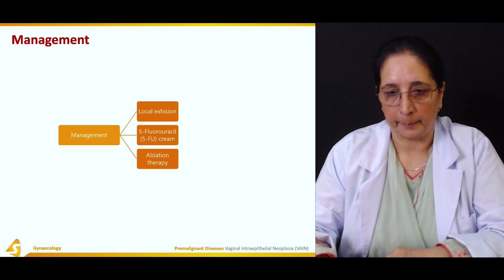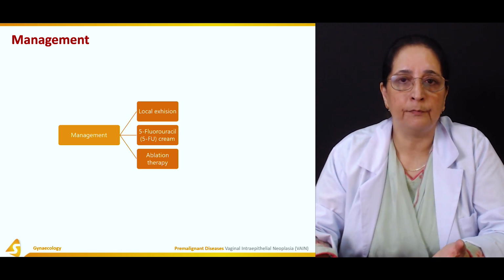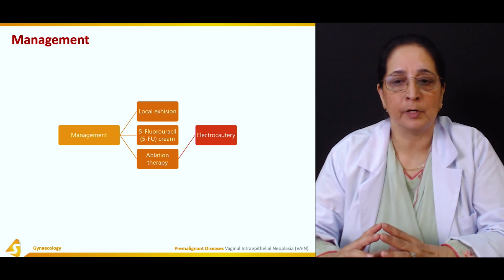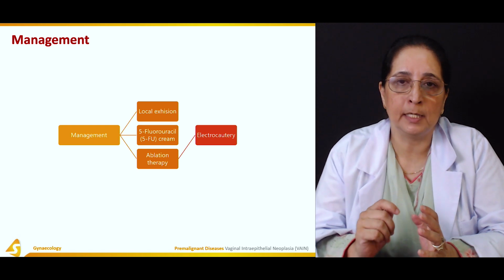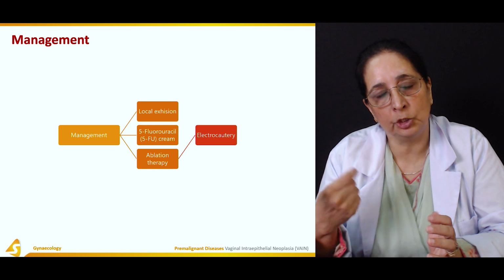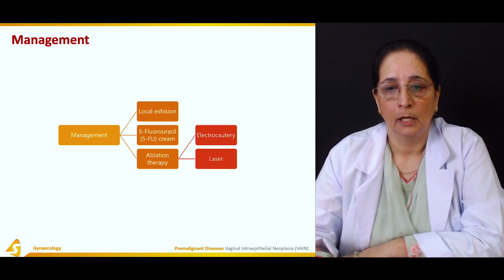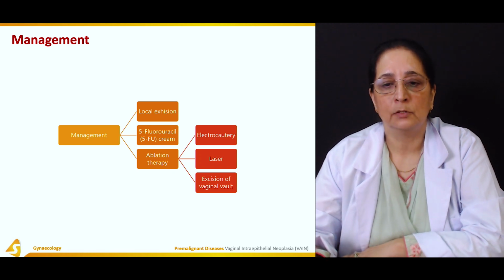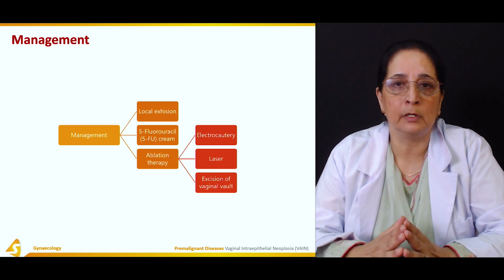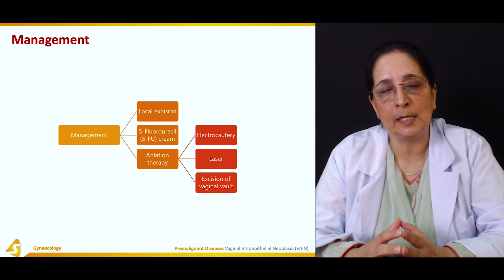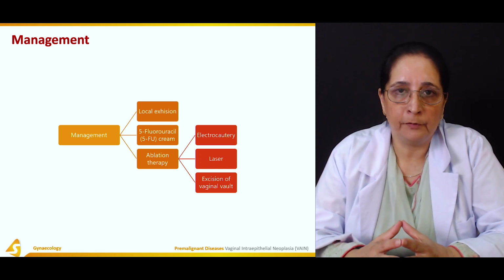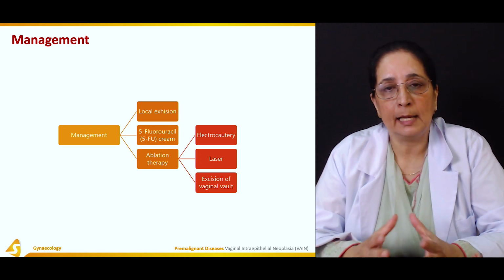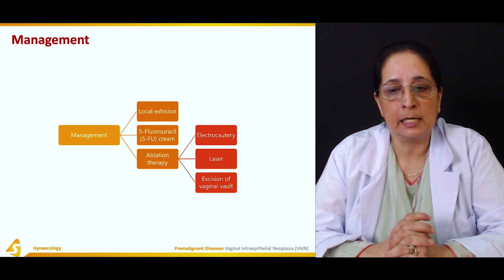It's called ablation therapy. So management: local excision, 5-fluorouracil, and ablation therapy, which is done by electrocautery, where a hot instrument is inserted with the pointed hot end and the tissue is destroyed or removed. Also by laser. And then there is also excision of the vaginal vault. So these are all the management techniques for the vaginal intraepithelial neoplasia: local excision, or 5-fluorouracil cream. Then we have ablation therapy, which is by electrocautery, by laser, or by excision of the vaginal vault.